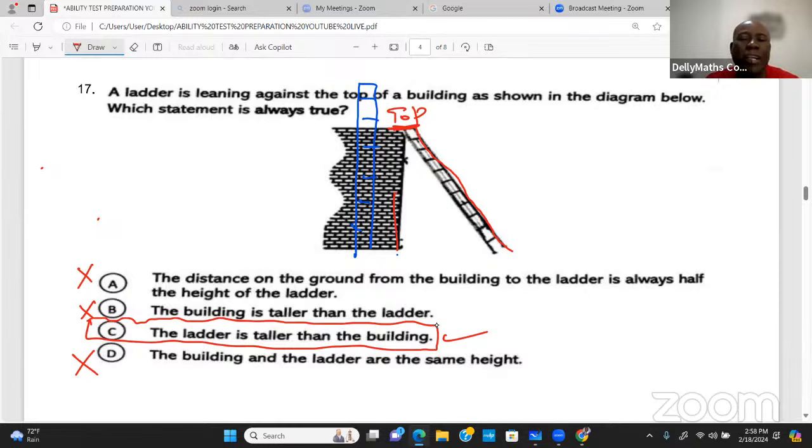So this is a nice one for you to look at. Very critical. You're looking at the fact that the ladder was slanted. And if you have a slanted thing that is still reaching the top of the other thing standing straight, obviously the slanted one would be the taller thing, right? The slanted one is the taller thing right there.